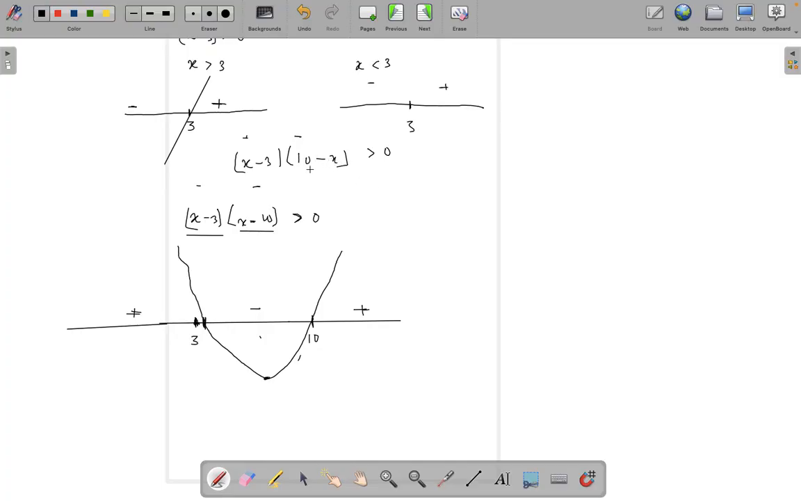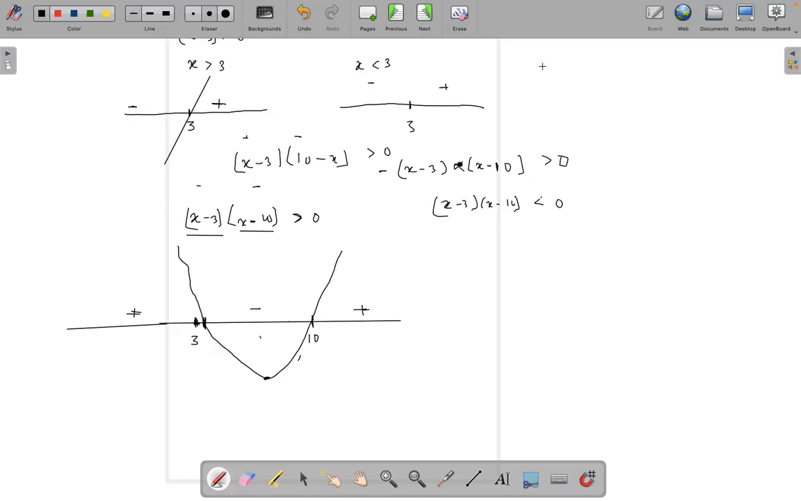But you don't want to deal with such cases. So what you do is, you write x minus 3 times minus x minus 10. So this is not minus, this is multiplied by. Then you multiply both sides by minus 1. So you'll get x minus 3, then x minus 10 is less than 0. It will no longer be greater than 0.